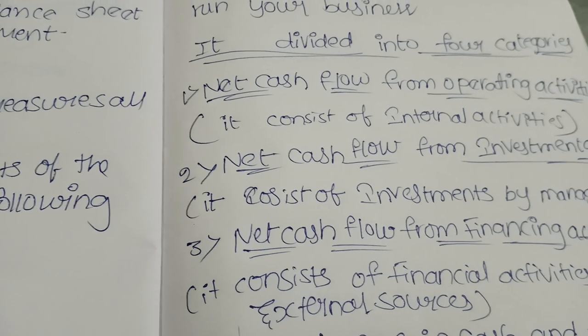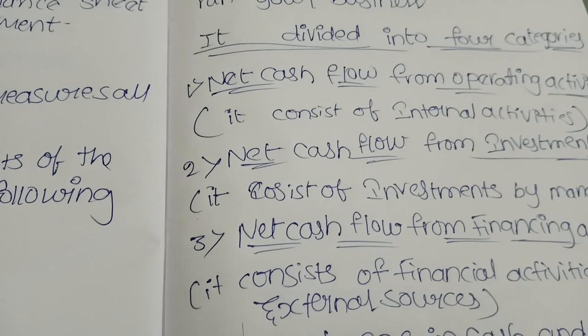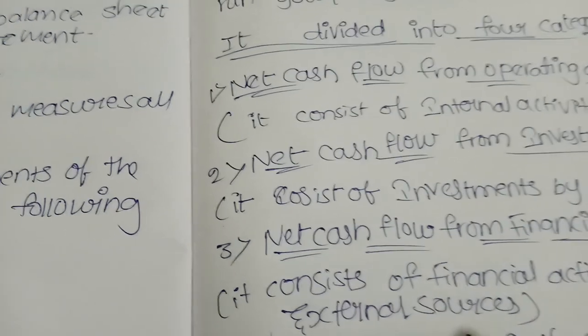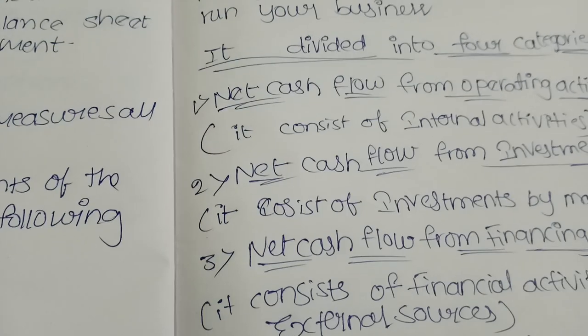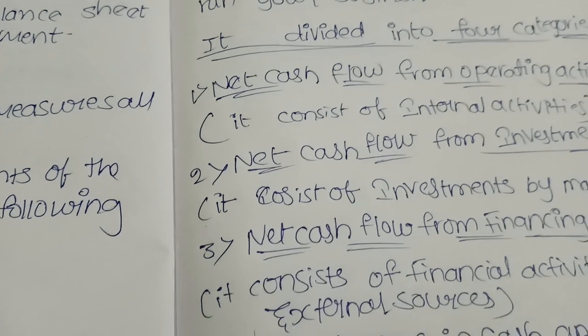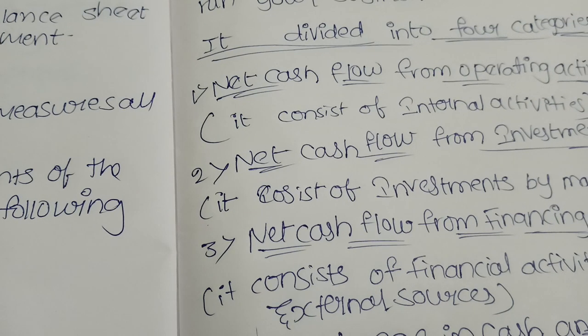Next, the second one is net cash flow from investment activities. It consists of investments made by management. Investment activities are discretionary investments made by management. This primarily consists of purchasing or selling equipment. That is said to be investment activities.